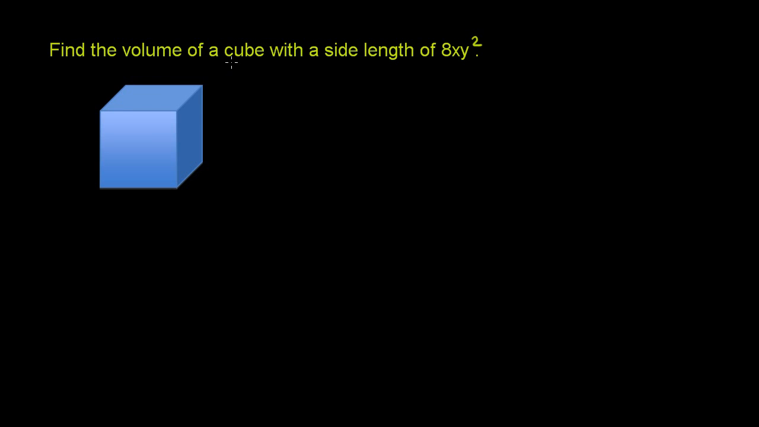Find the volume of a cube with a side length of 8xy squared. So we have a cube right here, and they're saying that each of the sides, for a cube, all of the sides have the same length. Each of them have length 8xy squared.